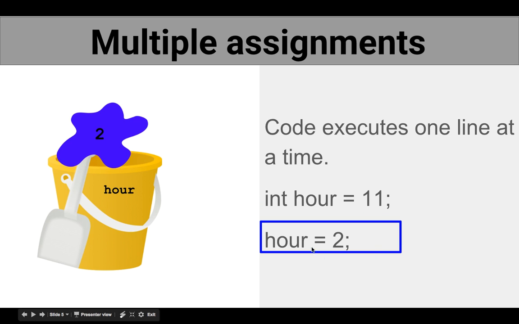Now what I'm going to do is change the hour to 2. So now you can see it switched to 2 over here, and so the hour variable now has a value of 2. The other thing I want you to notice is that I didn't have to use int again because it was already created. You only have to give the type when you first create the variable. Once that has happened, you can just reassign the value.